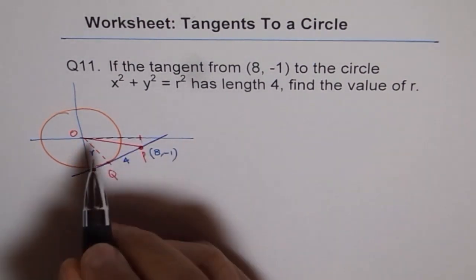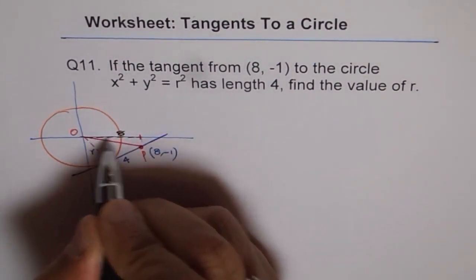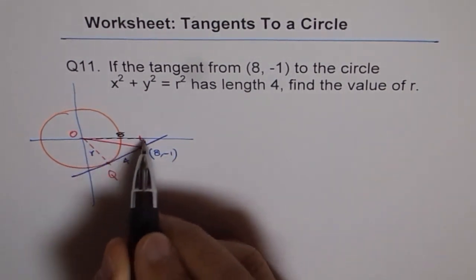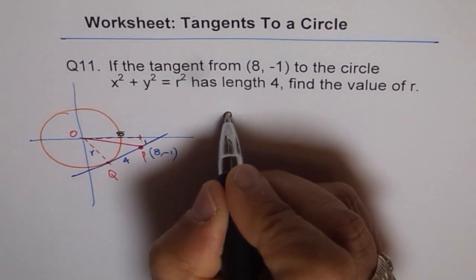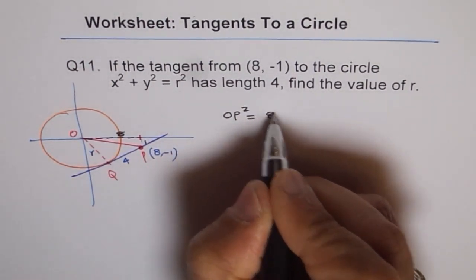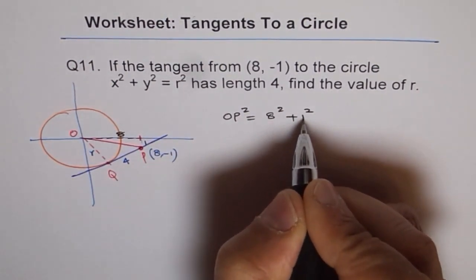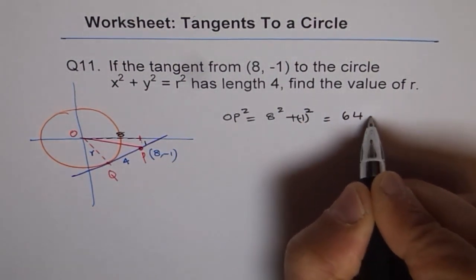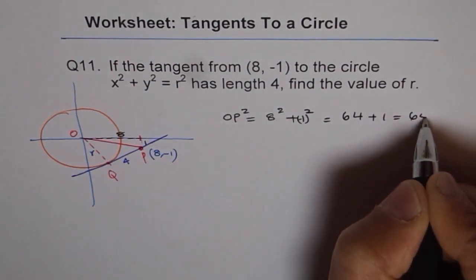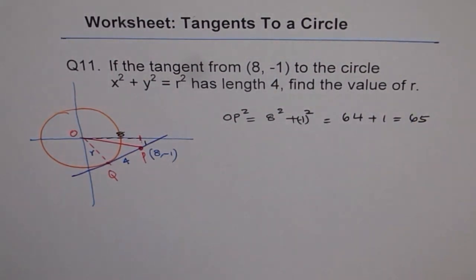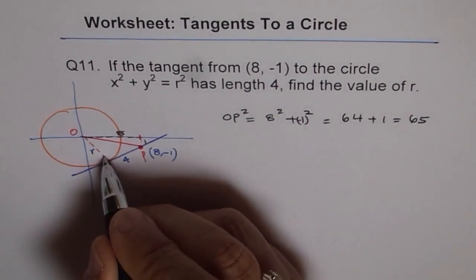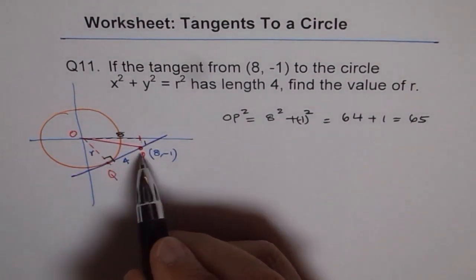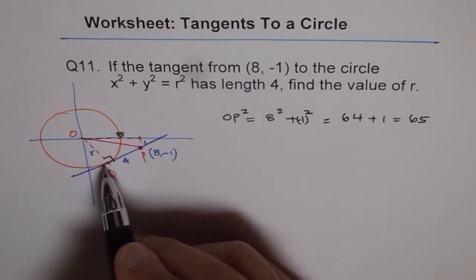In this triangle, the x value is 8, and the other side is -1, or 1 in units. So from here we can find OP. OP² equals 8² plus (-1)², which is 64 plus 1, which is 65. That is our OP². Now this is a right angle triangle. OP² is 65, QP is 4, and we need to find the radius r.